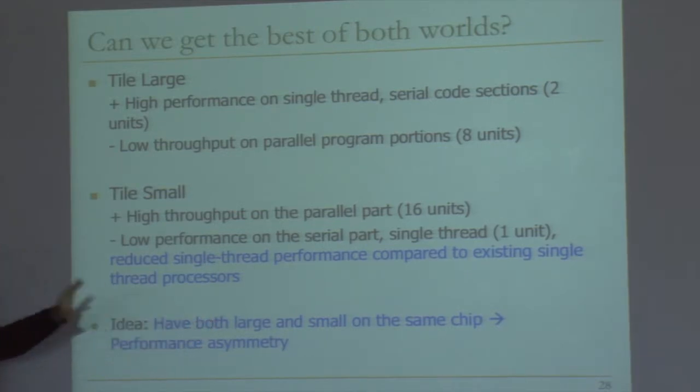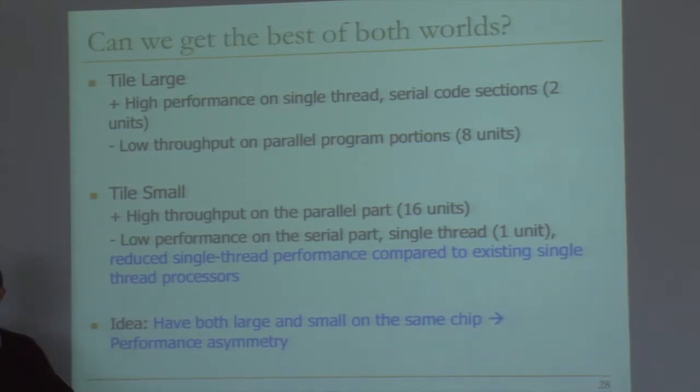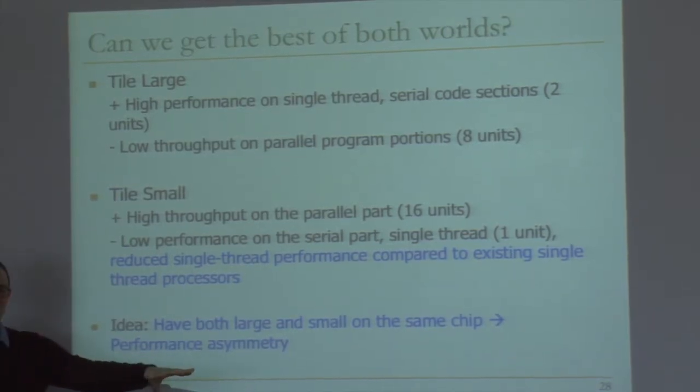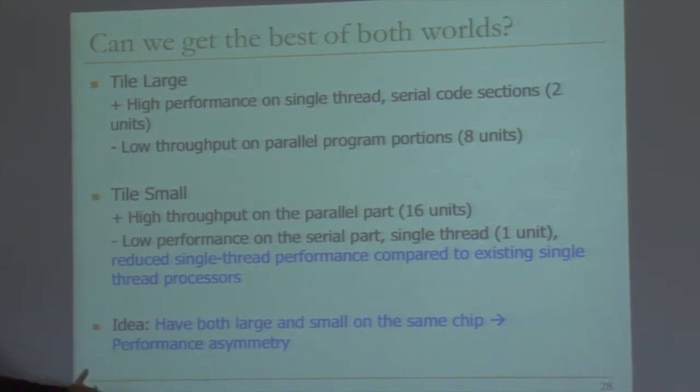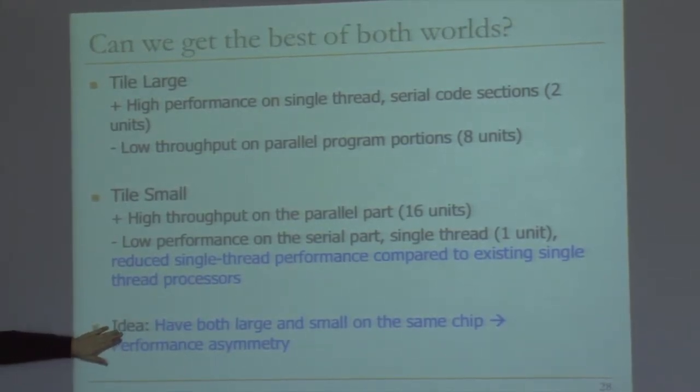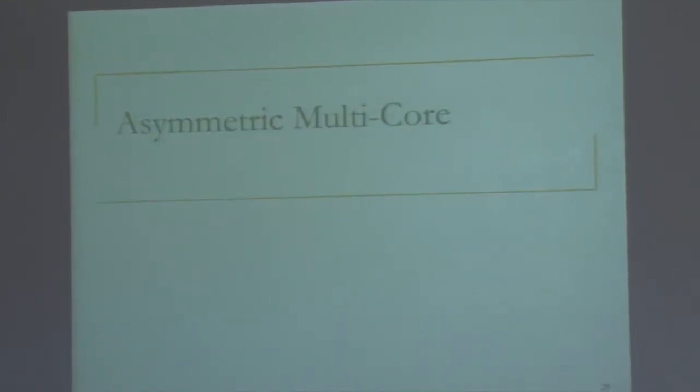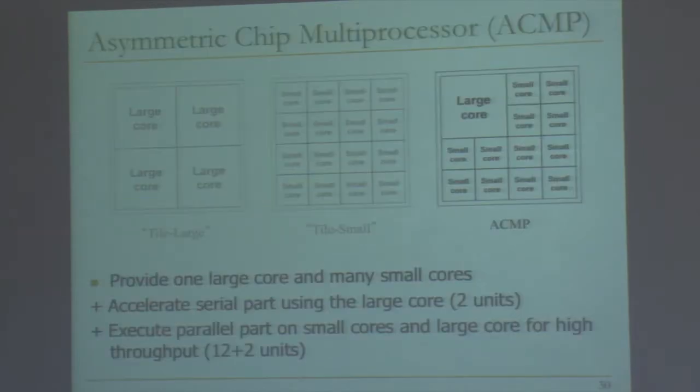Right? The heterogeneity idea is always similar. In the TL-DRAM, tiered latency DRAM, for example, we wanted to have long bit lines and short bit lines at the same time on the same chip. That was a DRAM chip, but that's the same idea. We're going to do the same thing over here: have both large and small cores on the same chip. This way you get performance asymmetry on the same chip. And that's the idea of asymmetric or heterogeneous multicore.